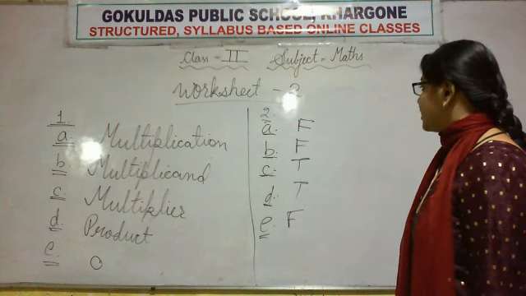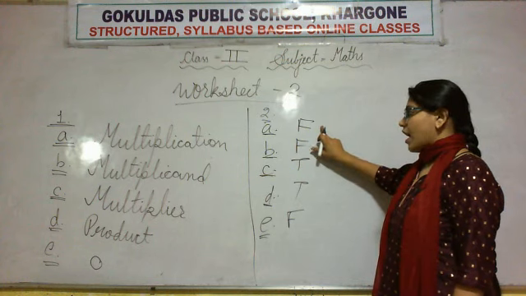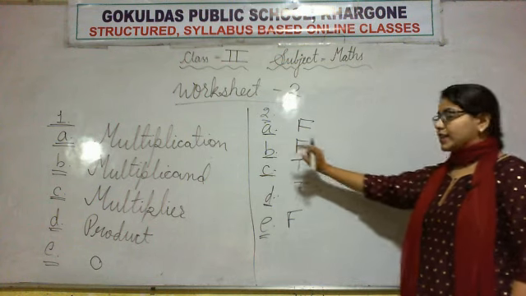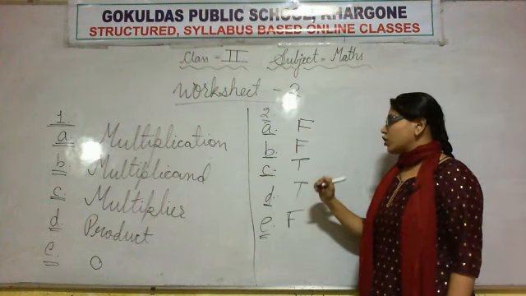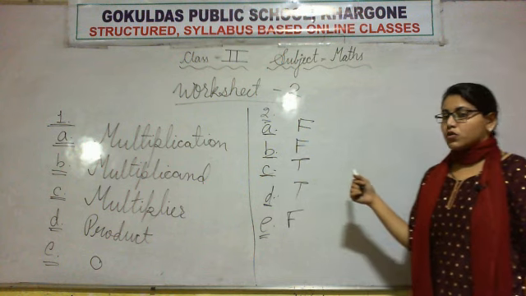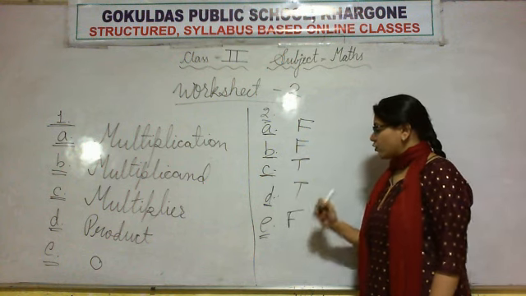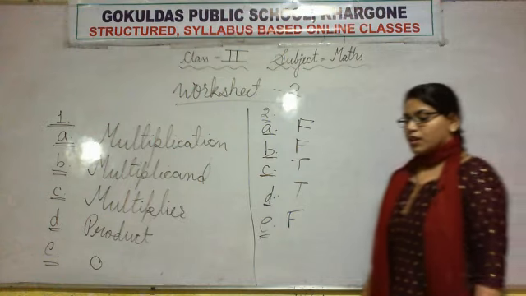So the answers are: the answer of A is false, answer of B is false too, answer of C is true, answer of D is true and answer of E is false.